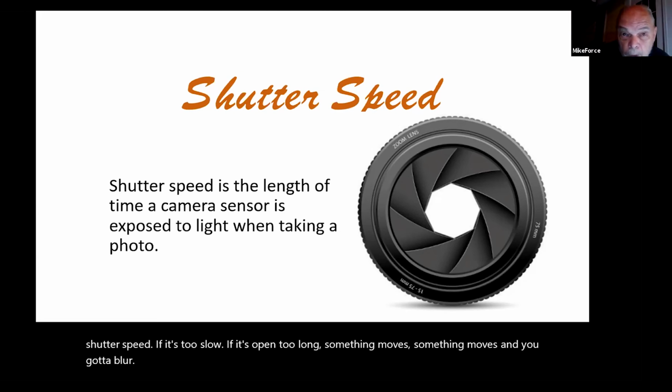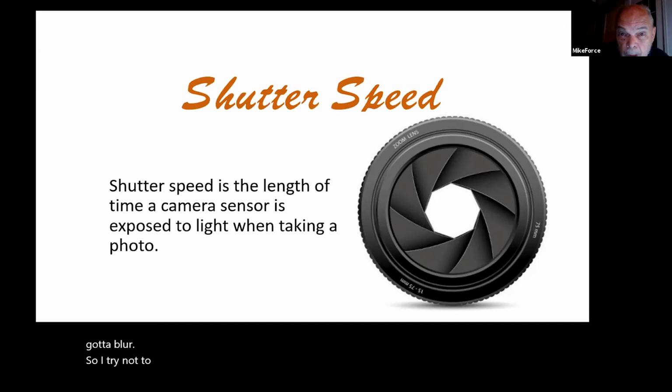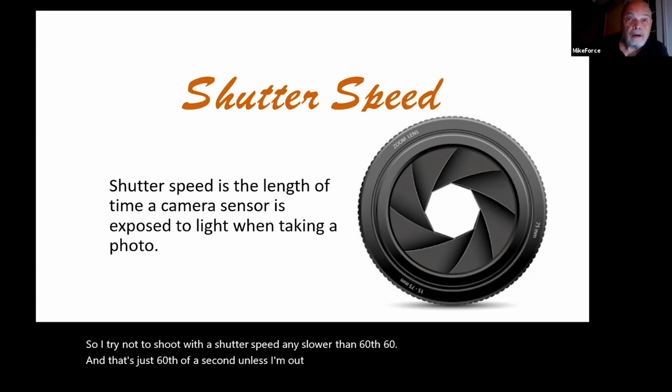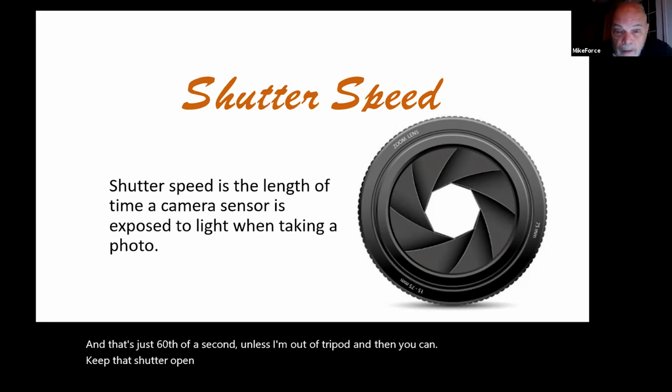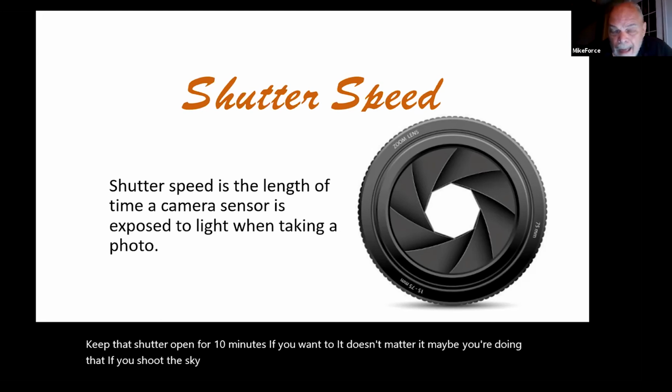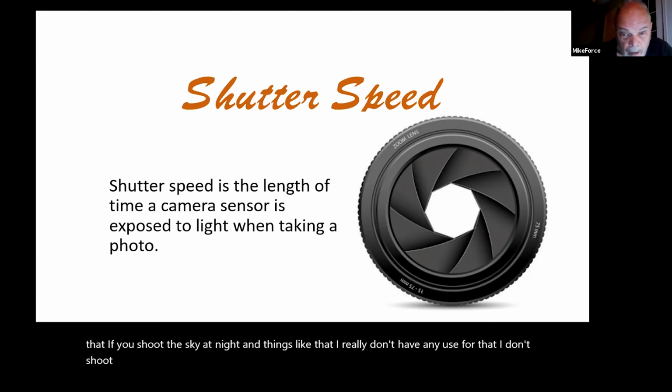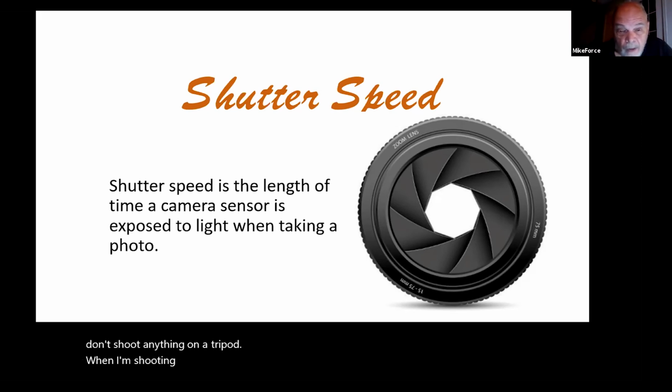So I try not to shoot with a shutter speed any slower than 60, and that's a 60th of a second, unless I'm on a tripod, and then you can keep that shutter open for 10 minutes if you want to. It doesn't matter. And maybe you're doing that if you're shooting the sky at night and things like that. I really don't have any use for that. I don't shoot anything on a tripod when I'm shooting people because I'm moving too fast. So I need the camera in my hand and I move around and do it that way.